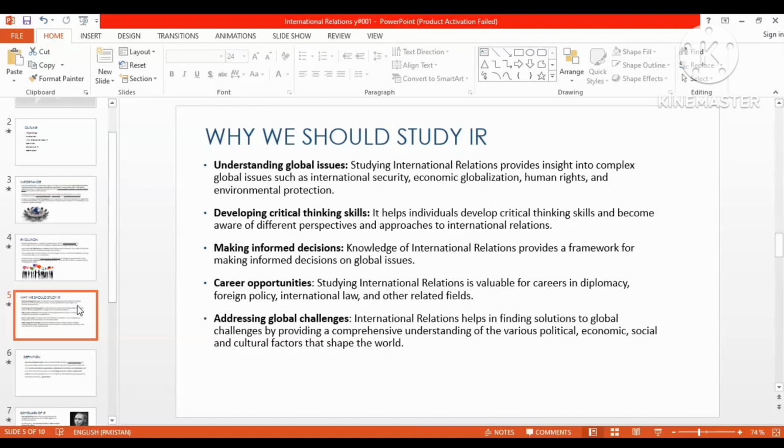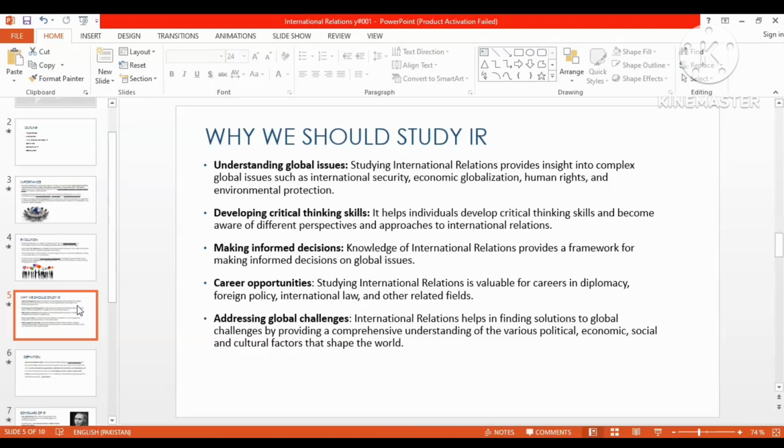First, understanding global issues. Studying international relations provides insight into complex global issues such as international security, economic globalization, human rights, and environmental protection. Global issues mainly concern economic globalization, human rights, environmental protection, and also the main important thing is international security and promoting peace. And then we have developing critical thinking skills. It helps us as individuals develop critical thinking skills and become aware of different perspectives and approaches to international relations.